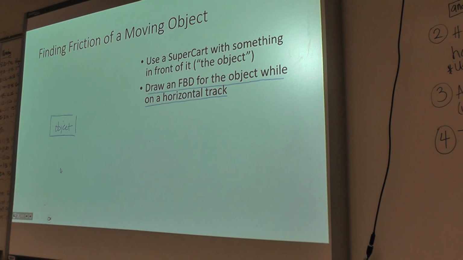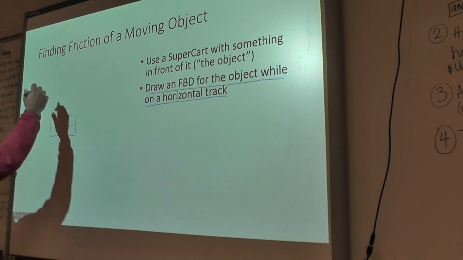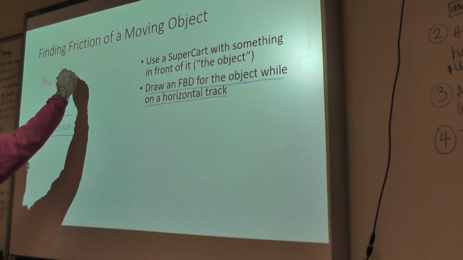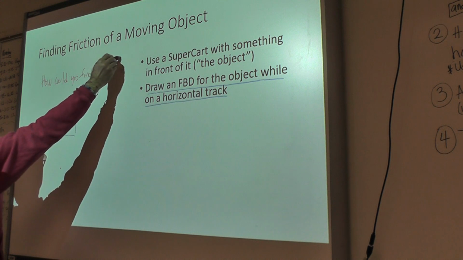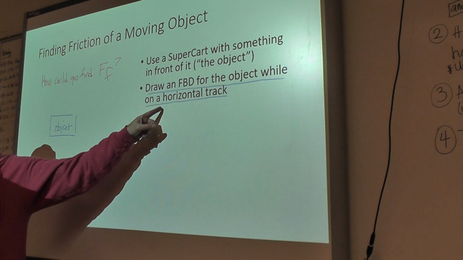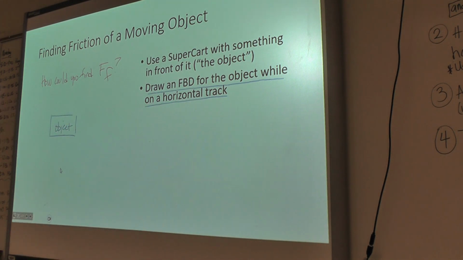And then I want you to think back to what we started with today. What we started with was me asking you to tell me how you could find acceleration in an object by using rulers and stopwatches. And now I want you to tell me how you could find the force of friction acting on a supercart. We know it's on a horizontal track. We know it's got something in front of it. This is our scenario. How much friction is acting on the supercart right now? How can we figure that out?